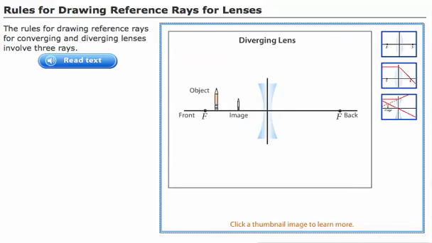With a diverging lens, the parallel ray moves parallel to the principal axis and then bends at the lens. It bends away from the principal axis as though it had originated at the near focal point. As before, the central ray moves from the object to the center of the lens and continues on a straight path. The focal ray begins at the object and is originally aimed at the far focal point. However, it bends at the lens to travel parallel to the principal axis. All of the rays appear to have come from the location of the image.